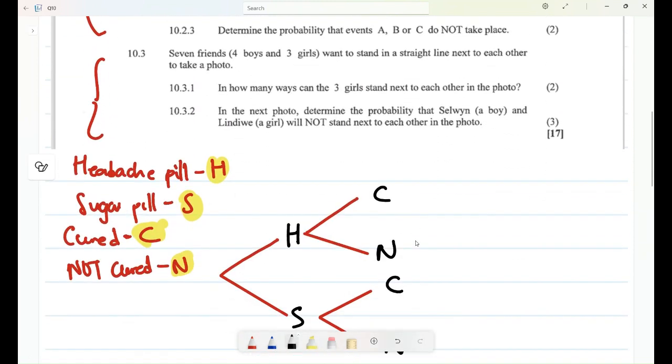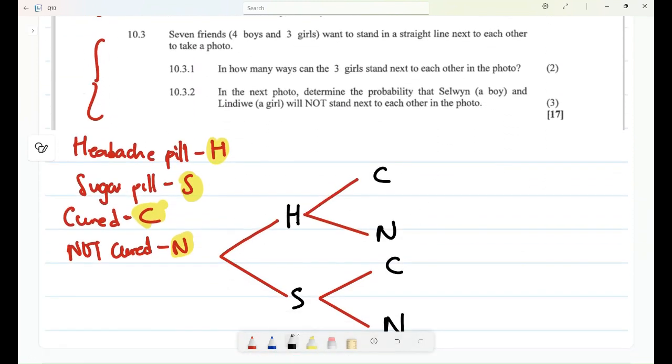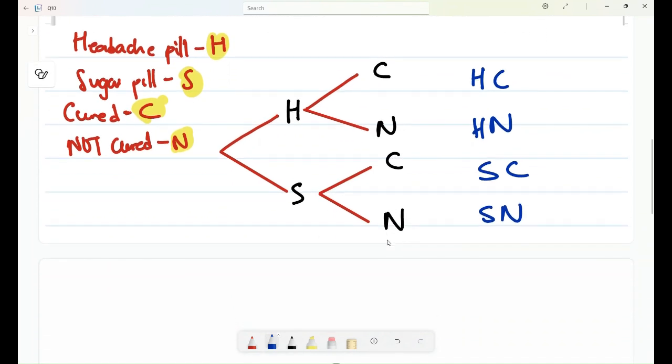Now the outcomes are these. The first one is that you might get a headache pill and get cured. The second is a headache pill and not cured. The third is a sugar pill and cured. The fourth is a sugar pill and not cured. This is what the examiner required of us.